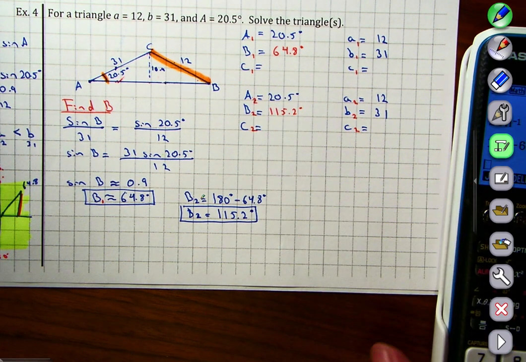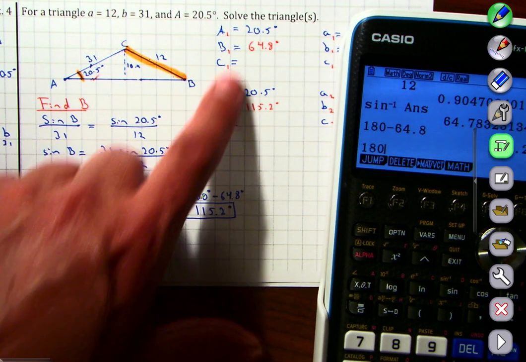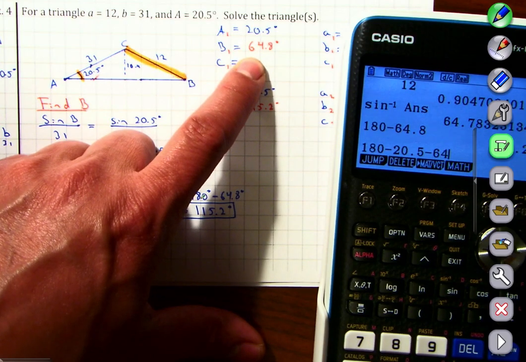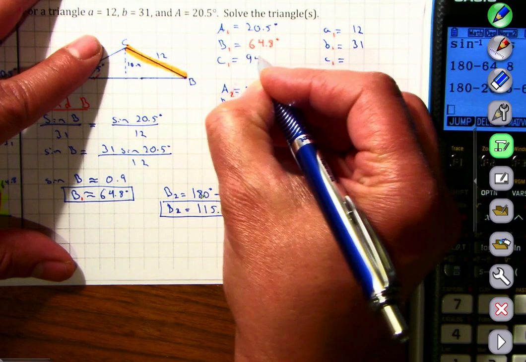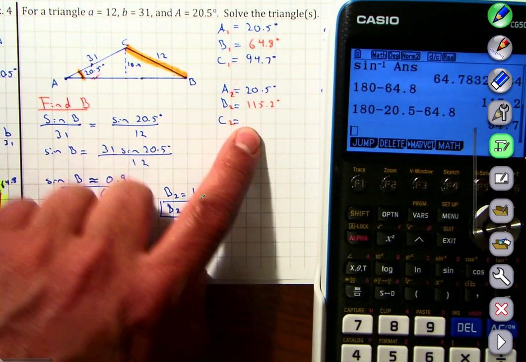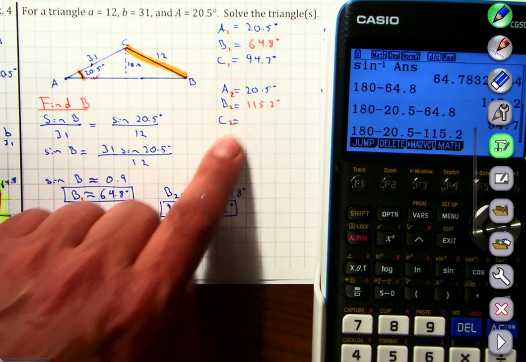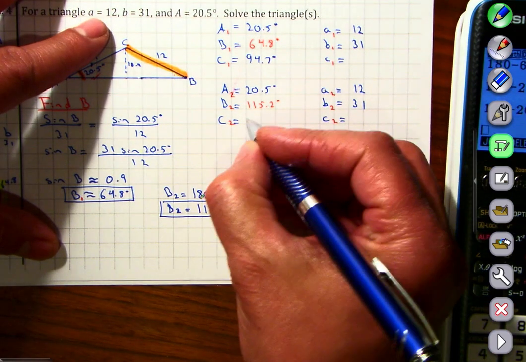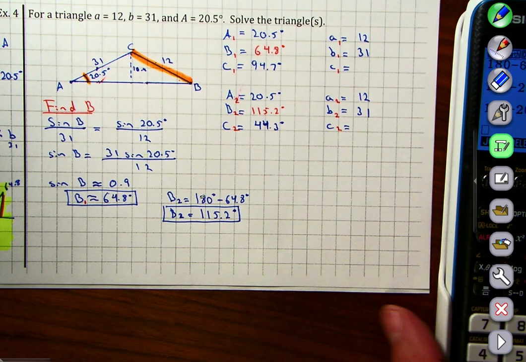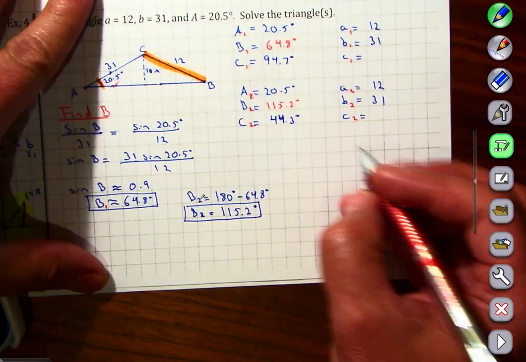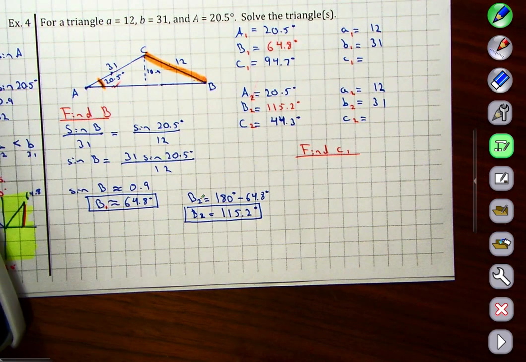So therefore, I can find C1: 180 minus 20.5 minus 64.8. That gives me 94.7. Let me find C2: 180 minus 20.5 minus 115.2. That'll be 44.3. And now I can find side C1, and then I can find side C2.